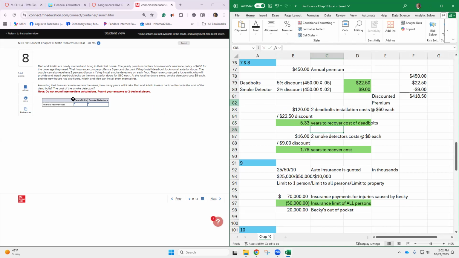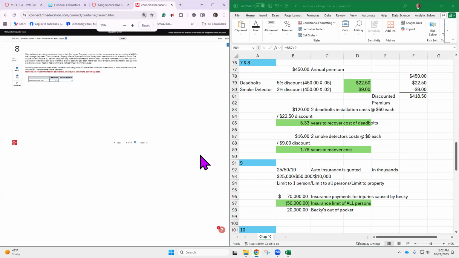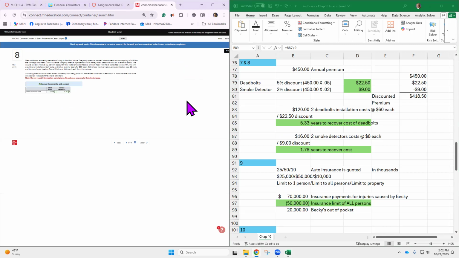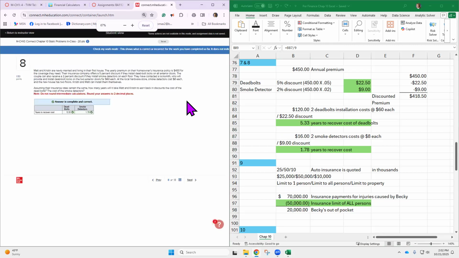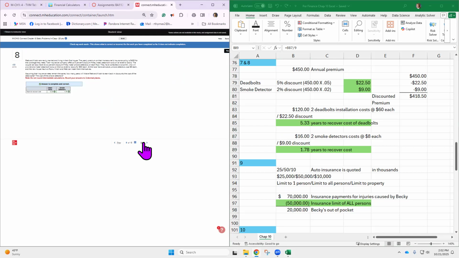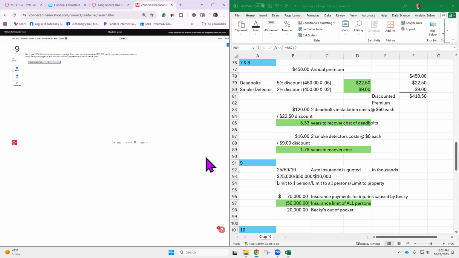Okay, but after then, they should start saving money. So deadbolts, 5.33 years. Smoke detectors, not so bad. The smoke detectors cost $8 a piece, so that means we spent $16. We're getting a $9 discount. So it's going to take 1.78 years, almost 2 years, to recover the cost. So definitely the smoke detectors are worth it. Even if the deadbolts aren't, the deadbolts take longer to recover. Okay, so, all right, let's go to number 9 now.